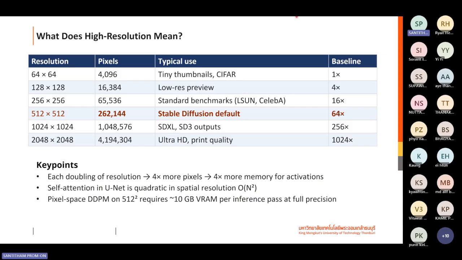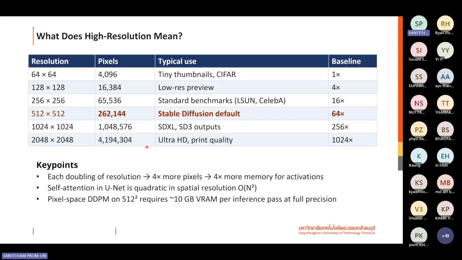All right. So comparing in terms of resolution. CIFAR 10 is what I tested and showed you. The resolution is 64 by 64, compared to the standard model done by the authors here. For Stable Diffusion, the default one is 512 by 512. This is 64 times the baseline. If the image is larger, you have a lot more pixels.